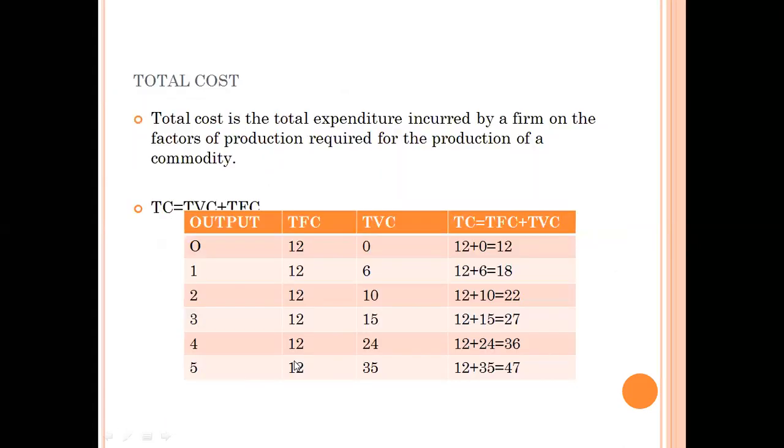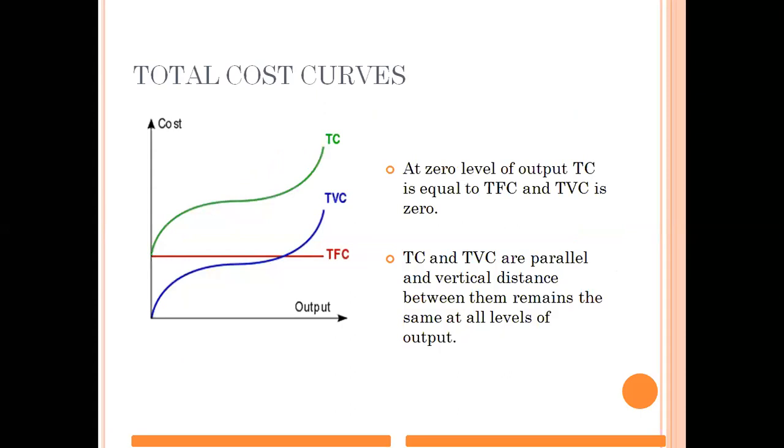So let's talk about the total cost. You remember total cost, which is the sum total of TVC and TFC. See the diagram. This diagram represents all three curves together: TFC, TVC, and TC. If I look at the TFC, I simply say that TFC is a horizontal straight line parallel to x-axis because of its fixed nature, because it does not change with the change in output. So it is of course a horizontal straight line parallel to x-axis.